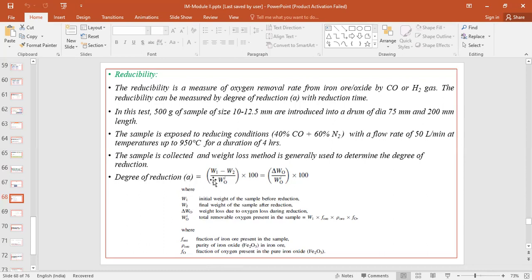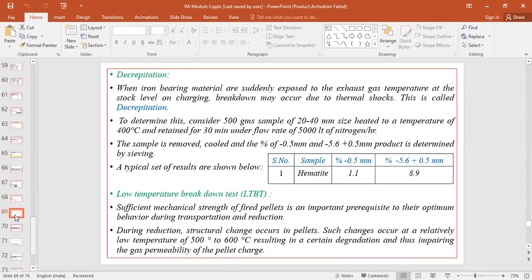This is very important, because if the degree of reduction is good, then the reduction rate will be high. Of course, for that, porosity is also very important. Then degradation, yeah, this is also very important, especially during the charging process of raw material.